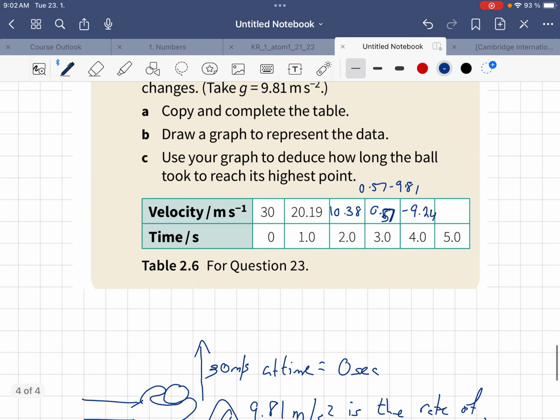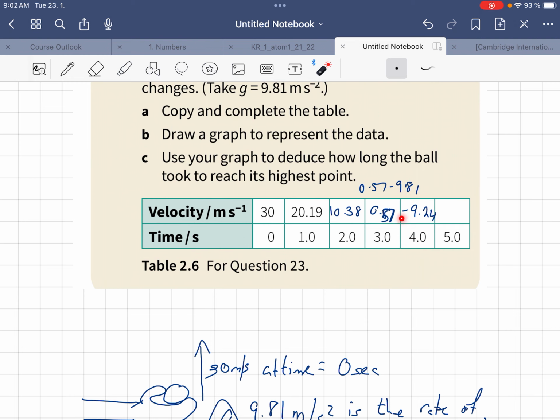So now, what is happening to the ball? Is the ball going up or down? Well, here it was going up. The ball was going upwards at a speed of 30. Here it was still going upwards, but slower, at a speed of 20. And here it was also still going up, but slower, at 10.38 meters per second. And here it was barely moving upwards, but it was still moving upwards at 0.57 meters per second.